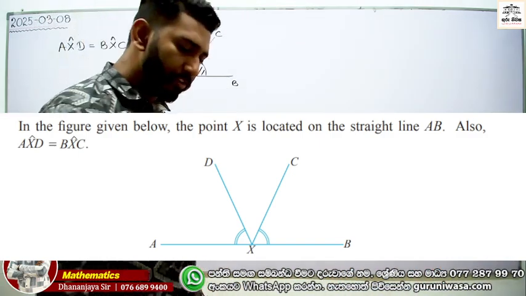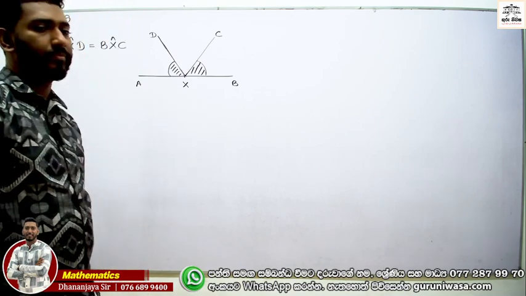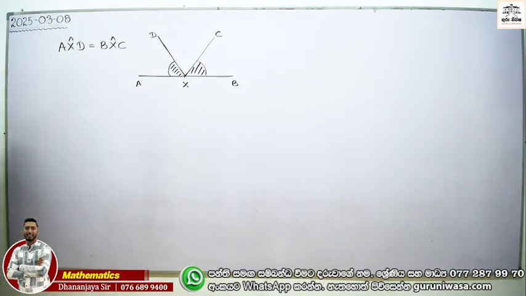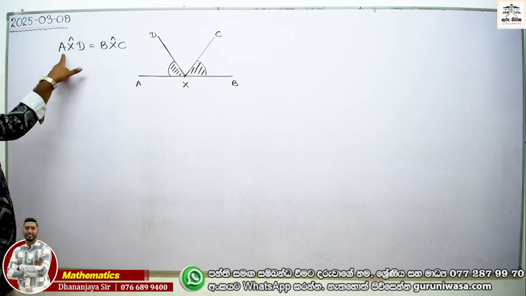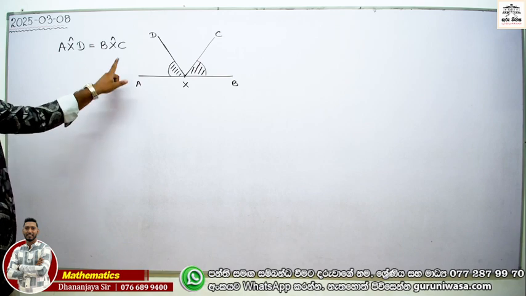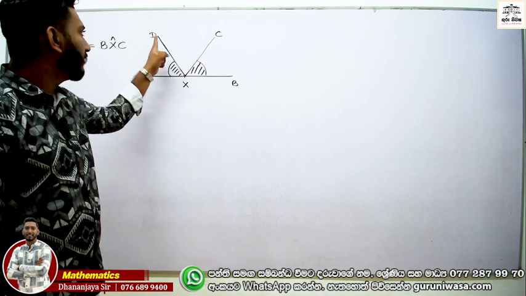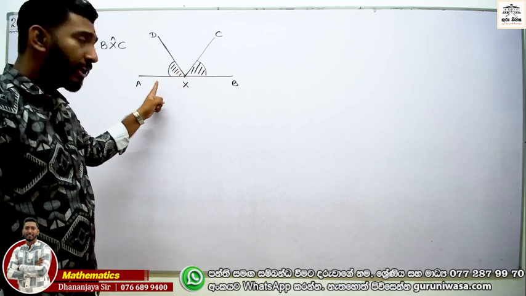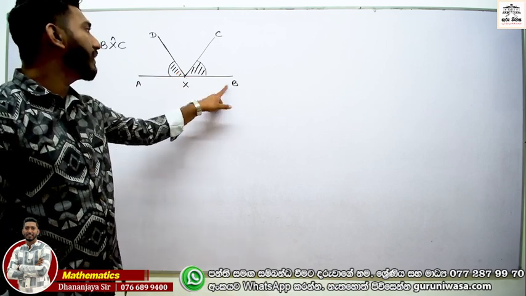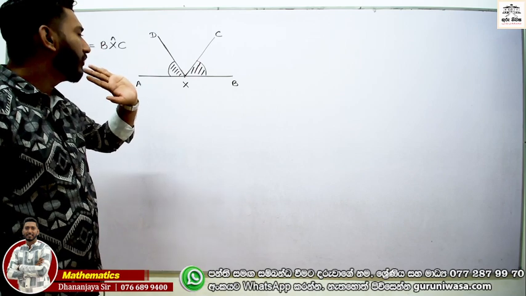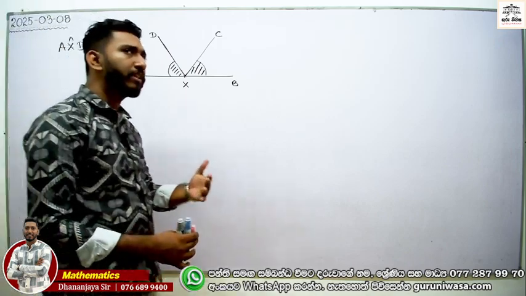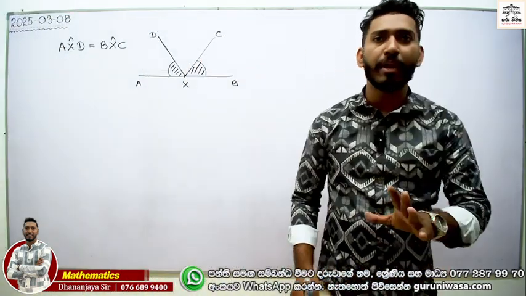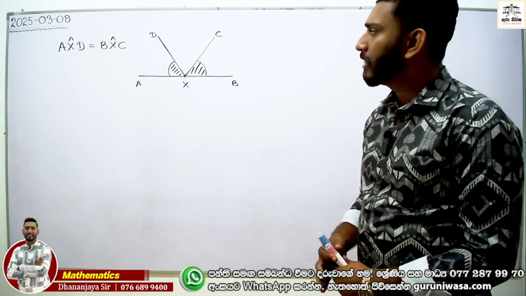Right. Now listen. Look at this diagram. Angle AXD is equal to angle BXC. AXD, this is the black color one, equals this one, BXC. Now there is some relation between the angles using this axiom number 2.